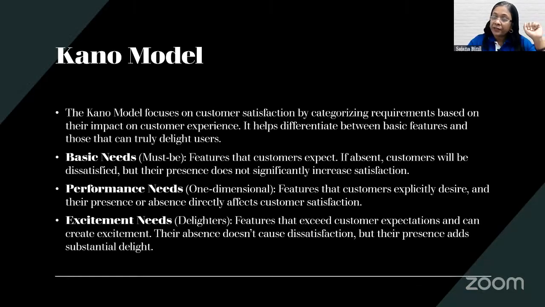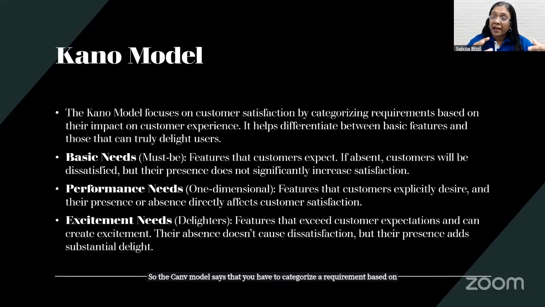So the first prioritization technique that we spoke about was MoSCoW. The second prioritization technique we are going to talk about is Kano. What is the Kano model? Now, the Kano model focuses on customer satisfaction. So the Kano model says that you have to categorize requirements based on the impact of that feature on the customer's experience. In MoSCoW, we had must have, should have. Here, Kano focuses more on the customer's experience.